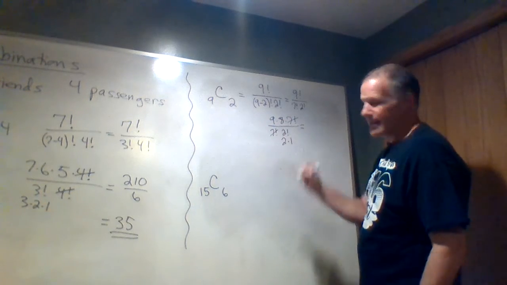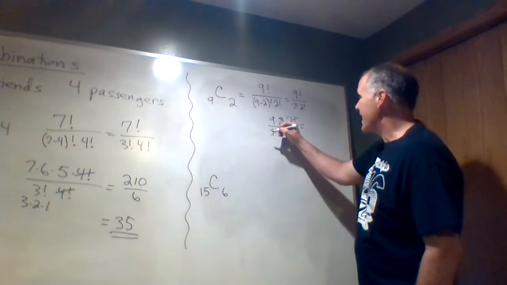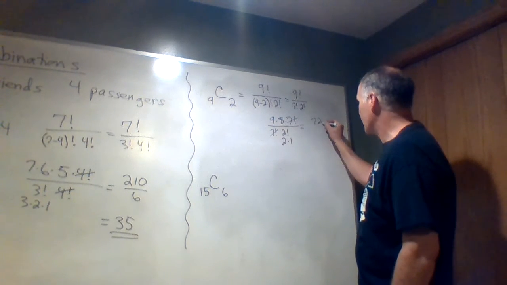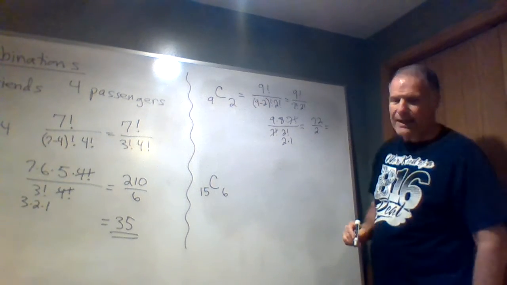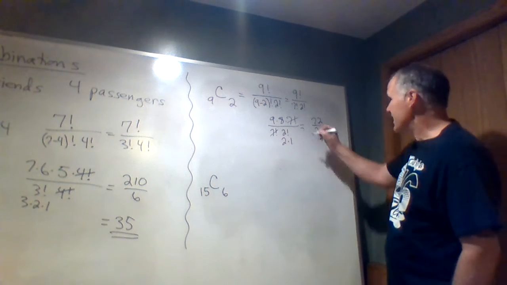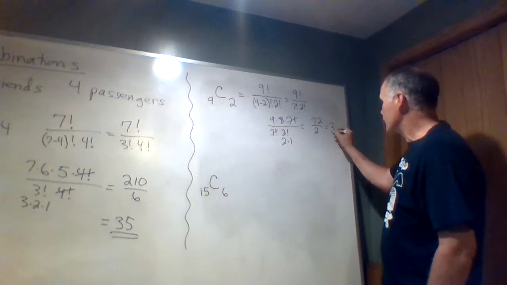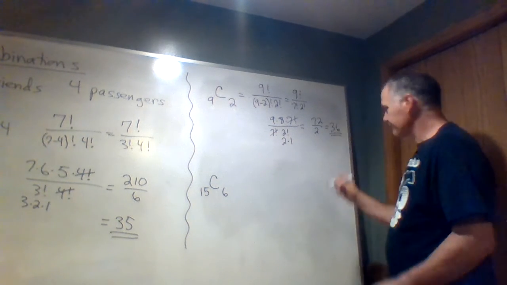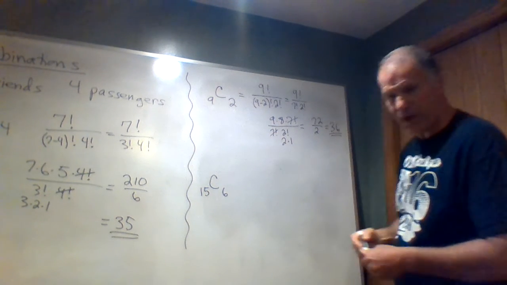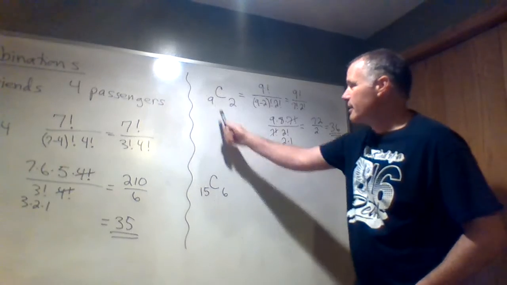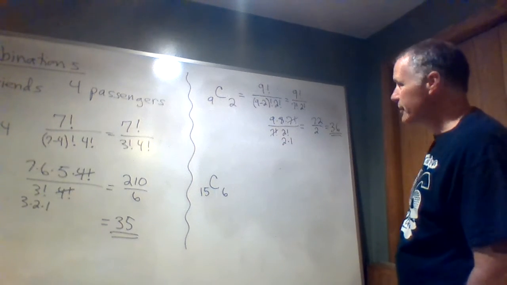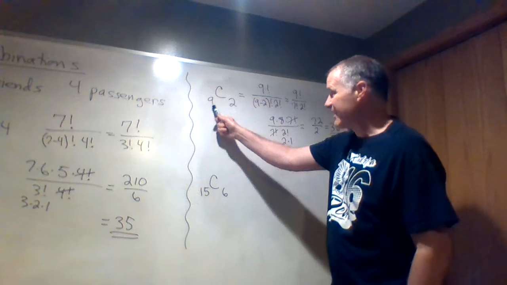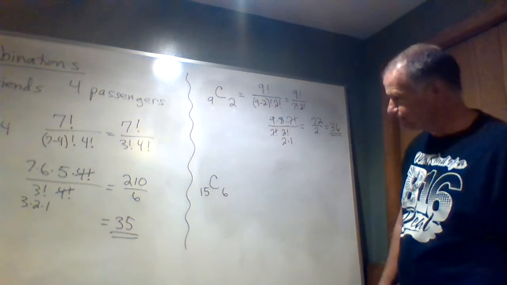Now 9 times 8, this is one we can do in our head. 9 times 8 is 72. 2 times 1 is 2. Now I can do this one in my head because it's pretty small. 72 divided by 2 is 36. Boom. So there's 36 different ways that you could pick out the clothes that you could put on. So 36 different combinations if you had 9 things taken 2 at a time.